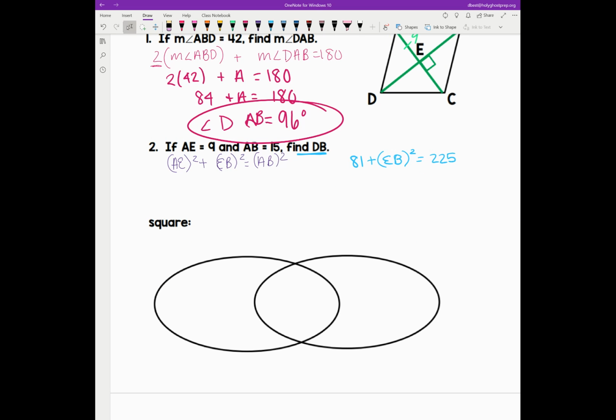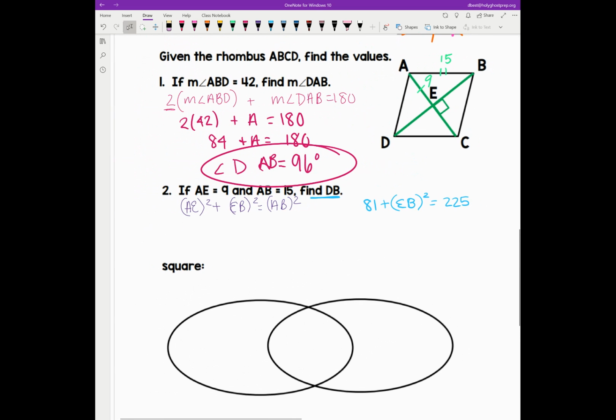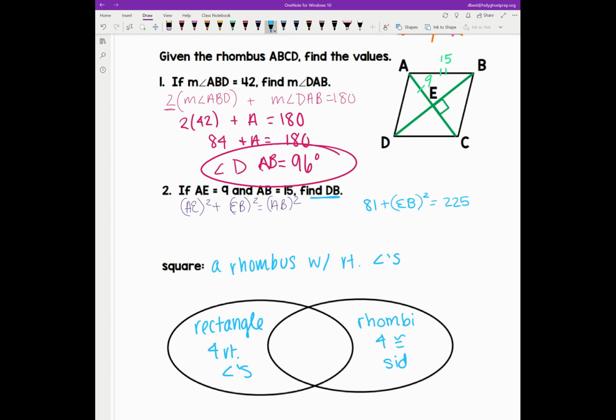And then the last one, a square, is just a special type of rhombus. So it is a rhombus, but it has 4 right angles. So in this little Venn diagram down here, we have rectangles, which have 4 right angles, right? We have our rhombi over here, which have 4 congruent sides. And in the middle is where the squares exist because they have both the properties of rectangles and rhombi.